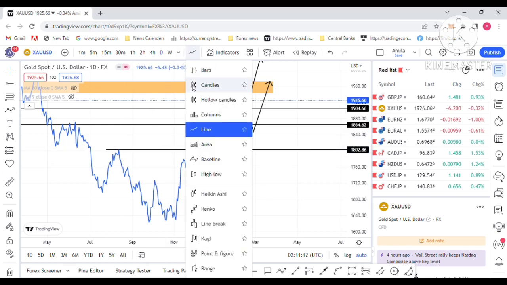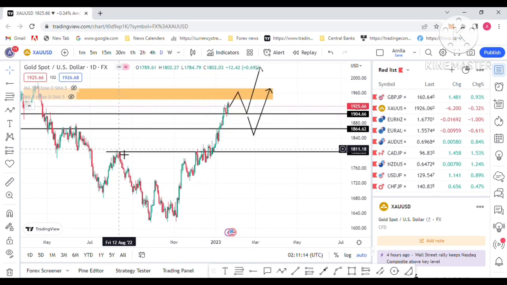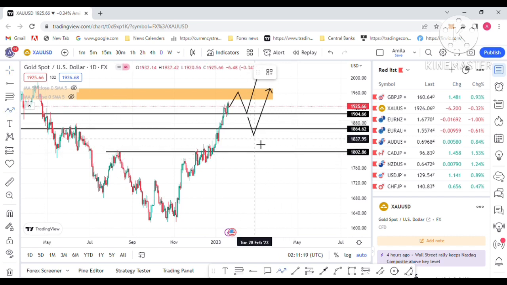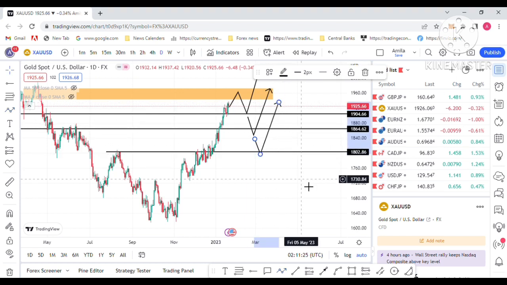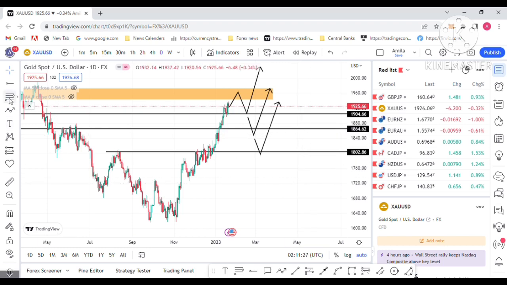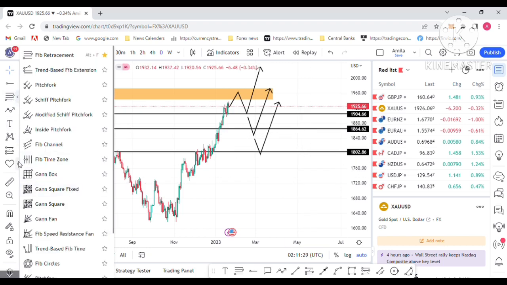My third line is this area. This resistance area would be support. That's my third area to buy gold. That's my three areas to buy gold. You can get the confirmation with a smaller time frame.